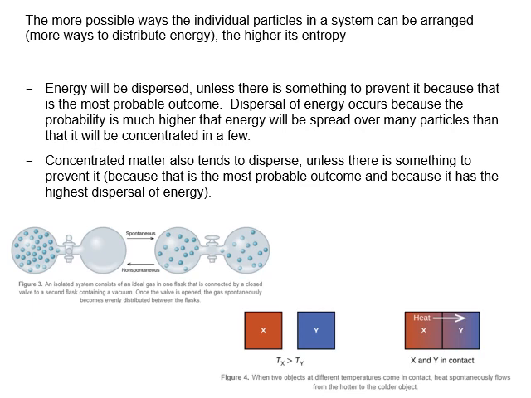The more possible ways the individual particles in a system can be arranged, the higher the entropy. Energy will be dispersed unless there is something to prevent it, because that is the most probable outcome. Dispersal of energy occurs because the probability is much higher that energy will be spread over many particles than it will be concentrated in a few. Concentrated matter also tends to disperse unless there's something to prevent it, because that is the most probable outcome and because it has the highest dispersal of energy.